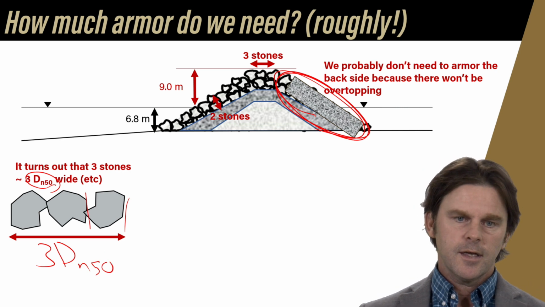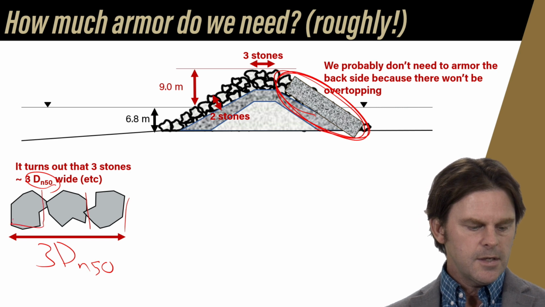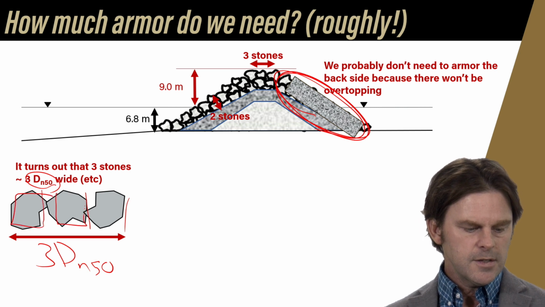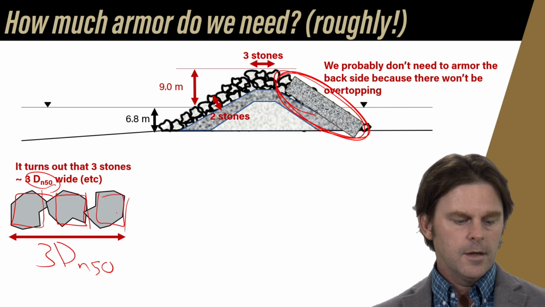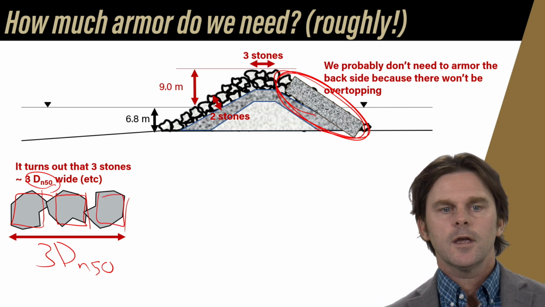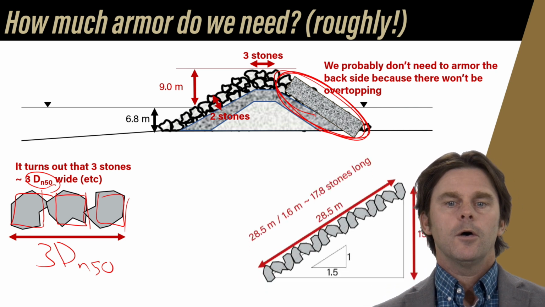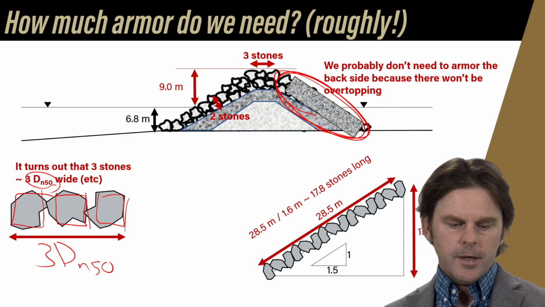If you have 10 rocks, it's 10 DN50. So even though none of these rocks is equal to the DN50 in terms of its dimensions, DN50 is the equivalent cube length, it turns out that by and large, it's a good dimension to use for thinking about how rocks pack with one another. All right, so how do we figure out how many rocks we need?